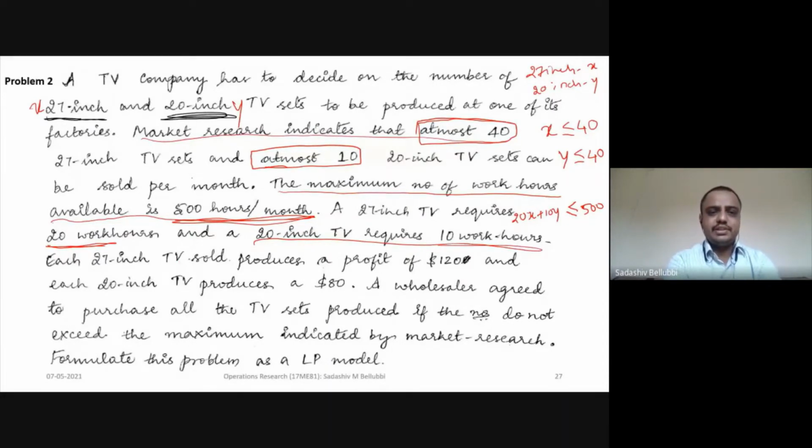Each 27-inch TV sold produces, okay, that is the next statement. So till now we have written three constraints: X less than or equal to 40, Y less than or equal to 10, and 20x plus 10y less than or equal to 500. And the next statement they have given: each 27-inch TV sold produces a profit.